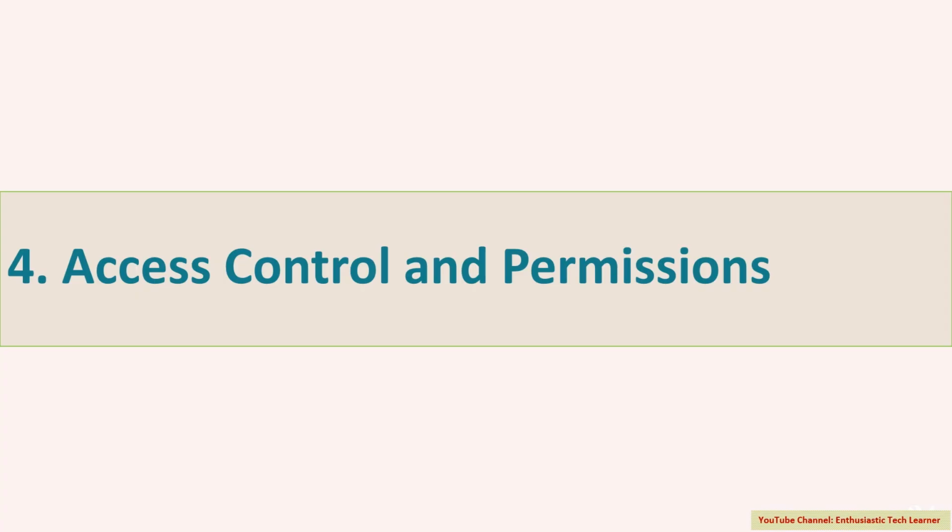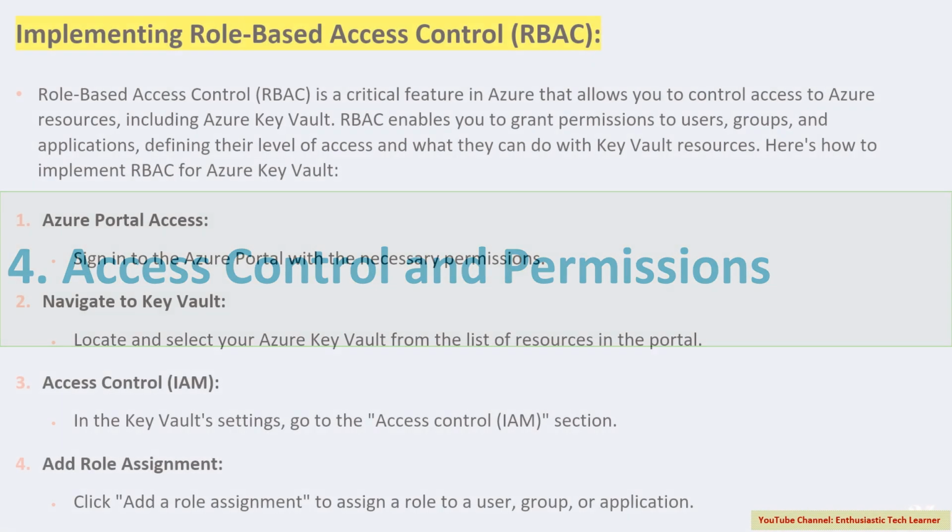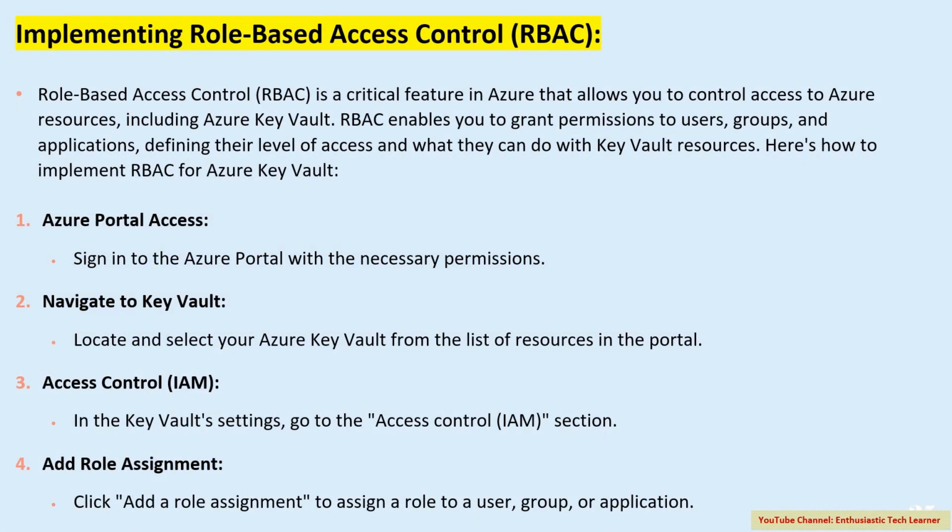4. Access control and permissions. Implementing Role-Based Access Control, RBAC. Role-Based Access Control, RBAC, is a critical feature in Azure that allows you to control access to Azure resources, including Azure Key Vault. RBAC enables you to grant permissions to users, groups, and applications, defining their level of access and what they can do with Key Vault resources. Here's how to implement RBAC for Azure Key Vault.